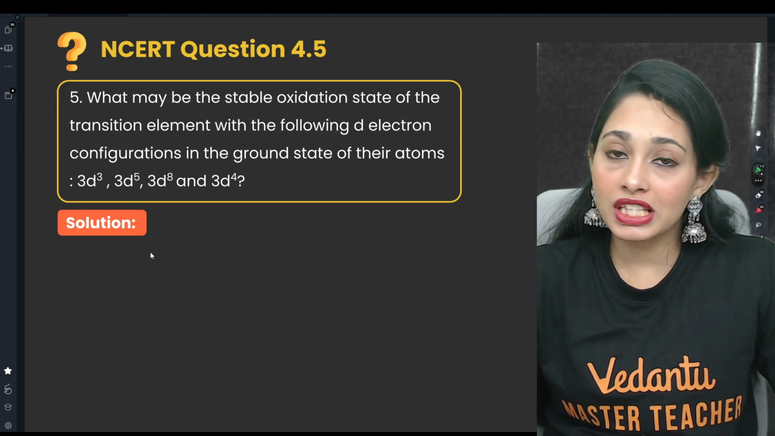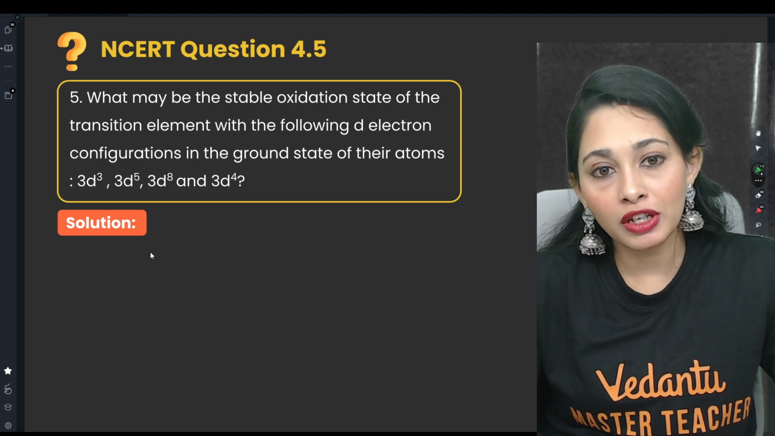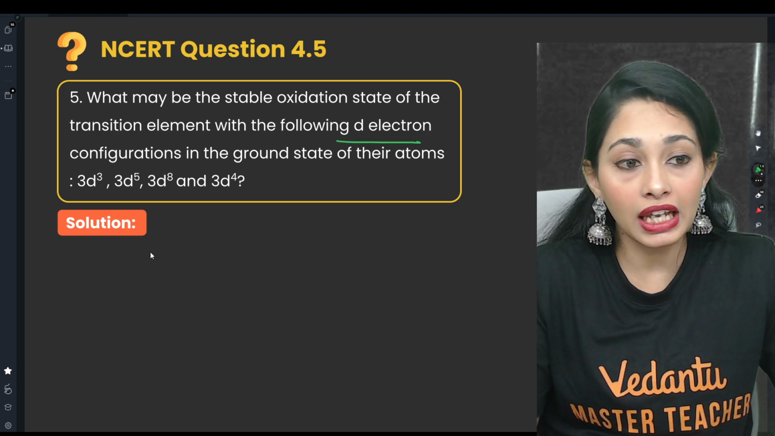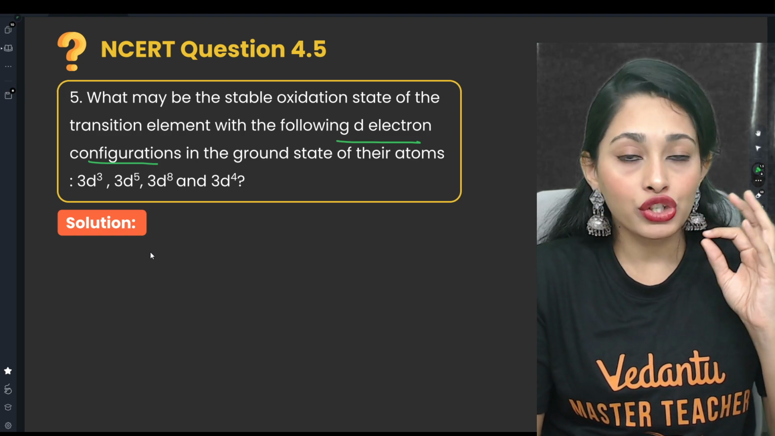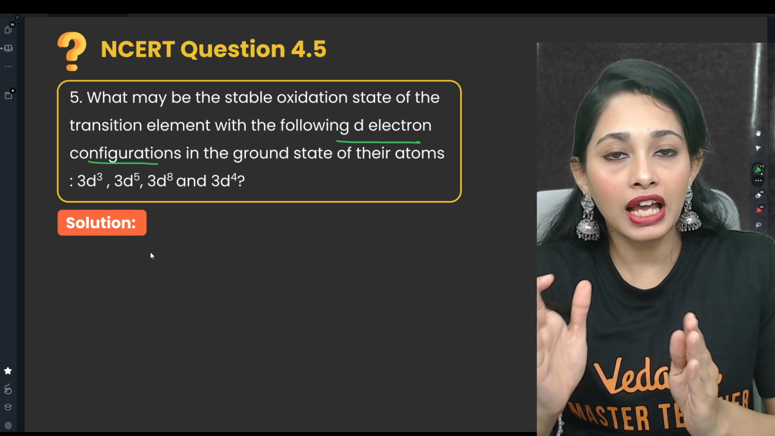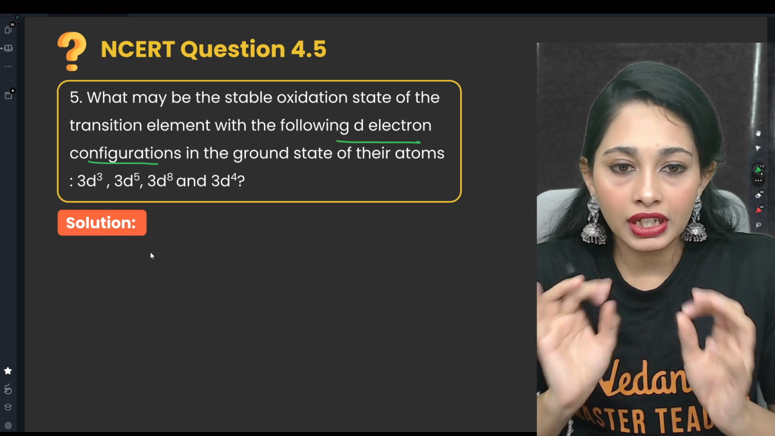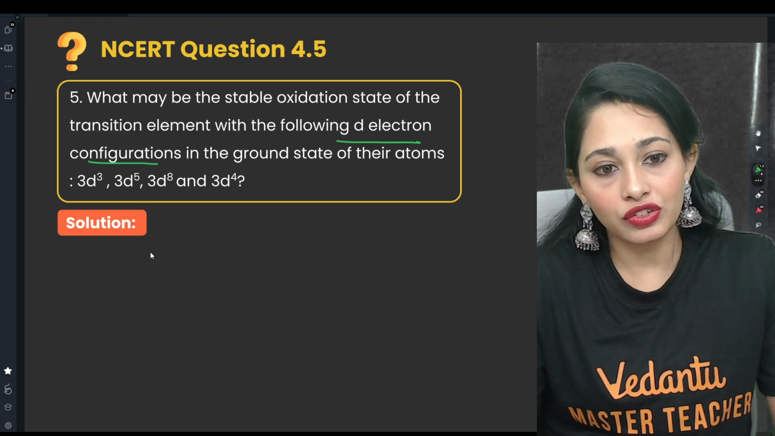We are going to discuss the fifth question from D and F block elements. What may be the stable oxidation state of the transition element with the following d electron configuration? They have given us the d electronic configuration. We should understand that it will have s electrons as well. 4s will be there. So in the ground state of their atoms, 3d3, 3d5, 3d8 and 3d4.